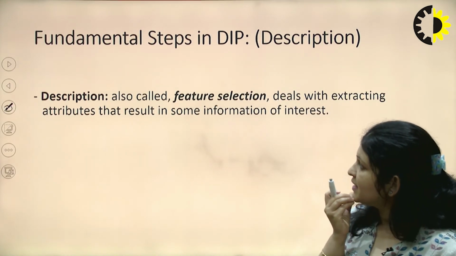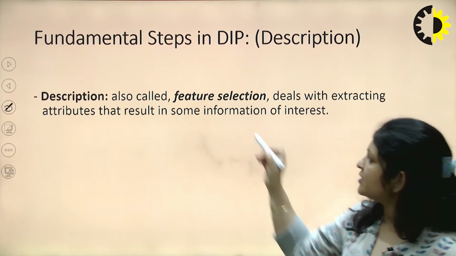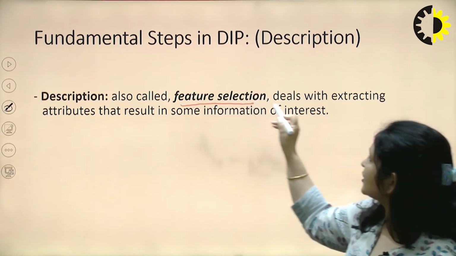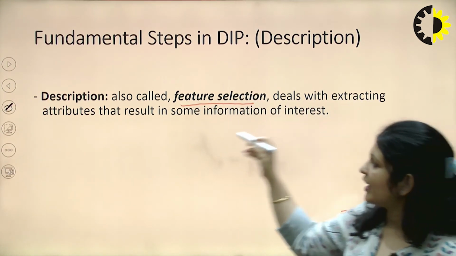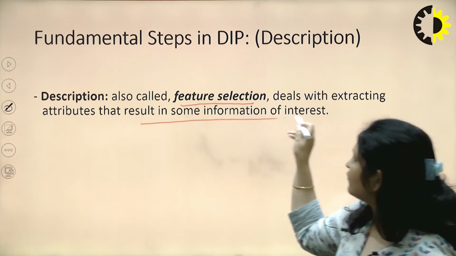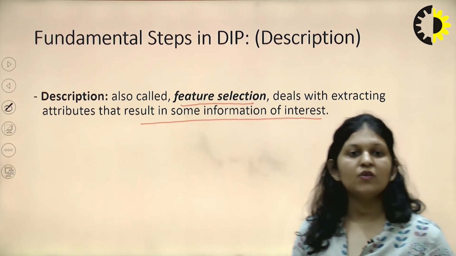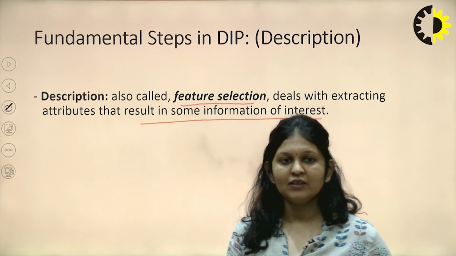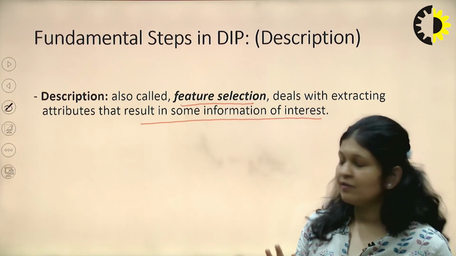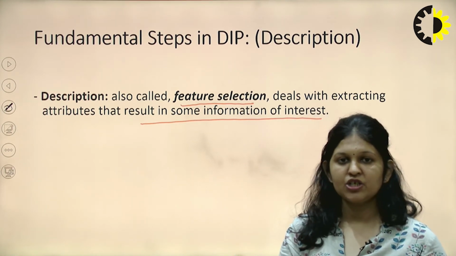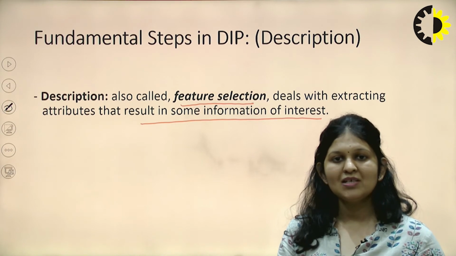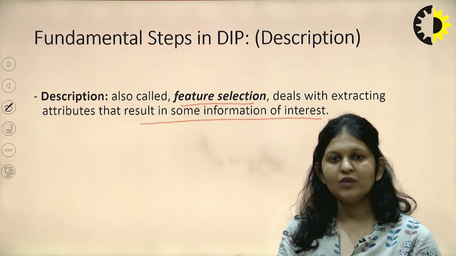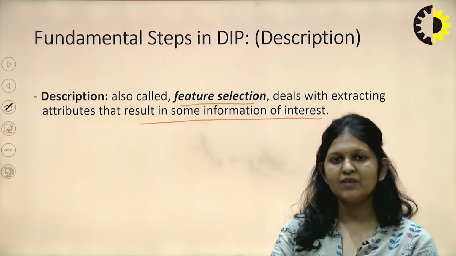Then next is the description. Description is also called feature selection, which deals with extracting attributes that result in some information of interest. That is, now after we have got the representation, now we try to describe the objects so that we are able to distinguish between the various objects.